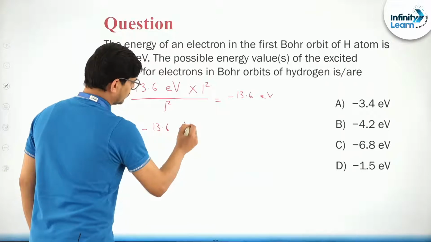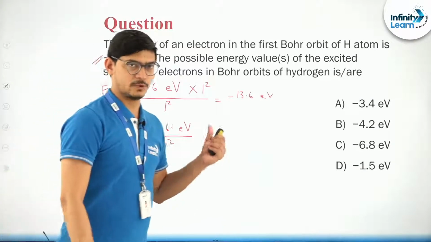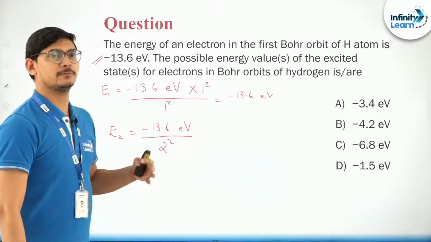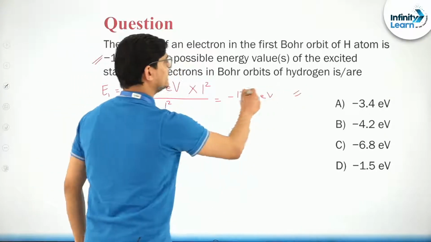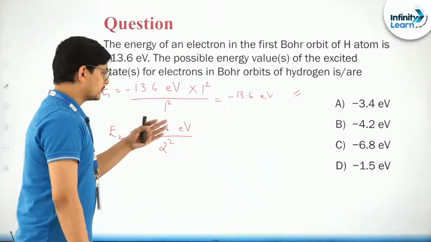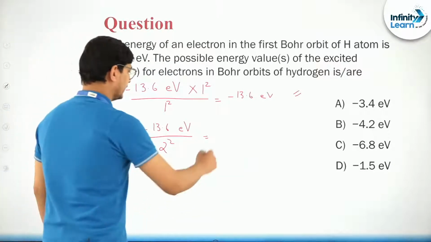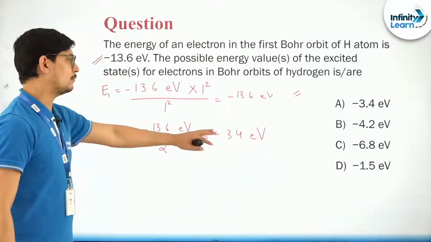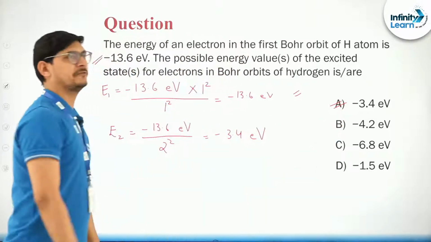It is minus 13.6 electron volt divided by 2 square, because n equal to 1 is the ground state. Always remember for the hydrogen atom, that is the least energy state, so it will be most stable. So the energy of the electron in the ground state is minus 13.6, the least energy, so consider the negative sign also. In the first excited state, n is equal to 2, so it is 13.6 divided by 4, which is 3.4 electron volt. So this is one possible value for the electron in an excited state: minus 3.4 electron volt.